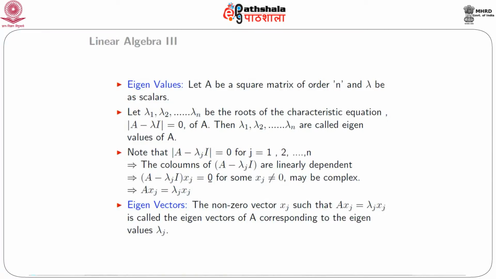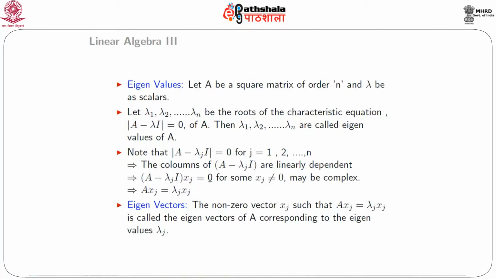Eigenvalues. Let A be a square matrix of order n and lambda be a scalar. Let lambda 1, lambda 2, ..., lambda n be the roots of the characteristic equation, which is determinant of A minus lambda I equal to 0. Then lambda 1 to lambda n are called the eigenvalues of A.